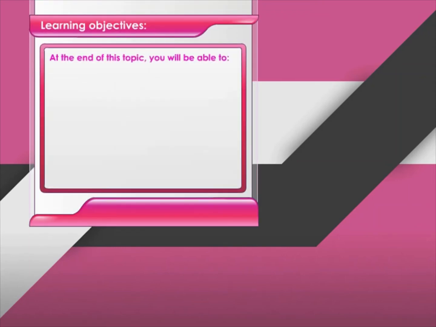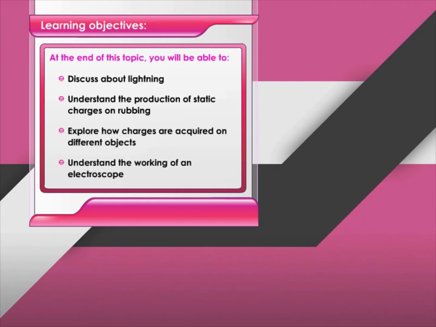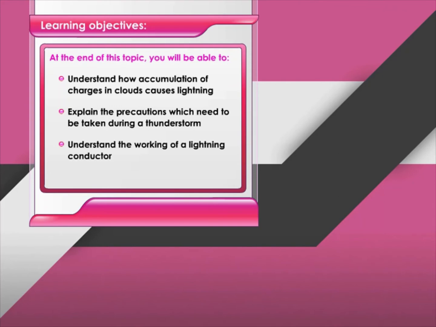Learning objectives. At the end of this topic, you will be able to discuss lightning, understand the production of static charges on rubbing, explore how charges are acquired on different objects, understand the working of an electroscope, understand how accumulation of charges in clouds causes lightning, explain the precautions which need to be taken during a thunderstorm, understand the working of a lightning conductor.